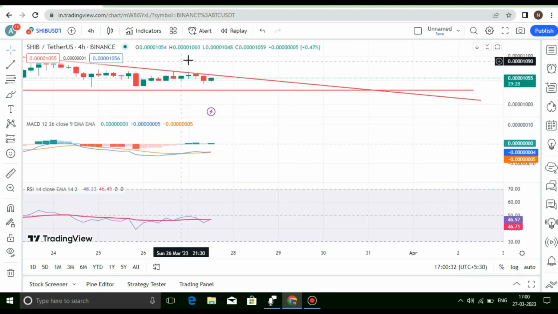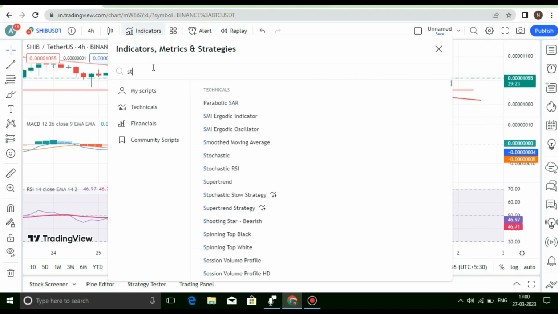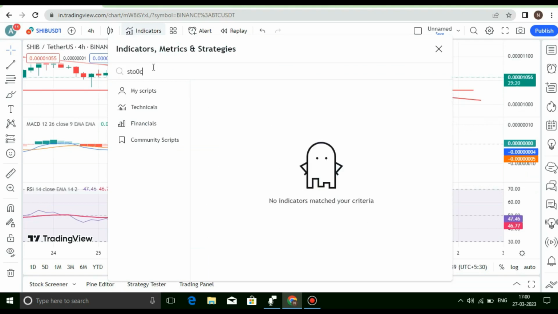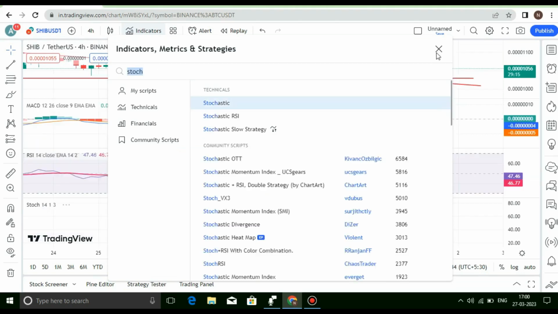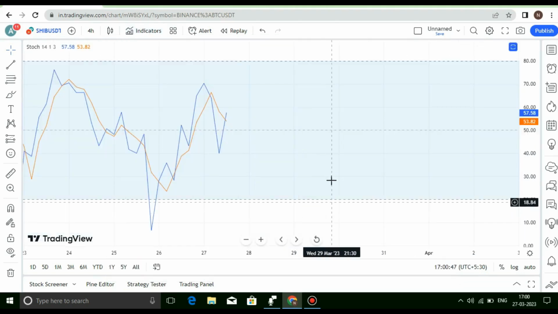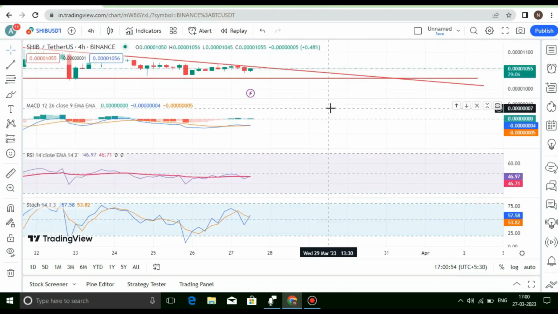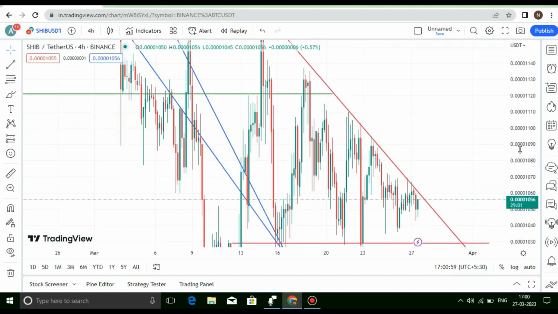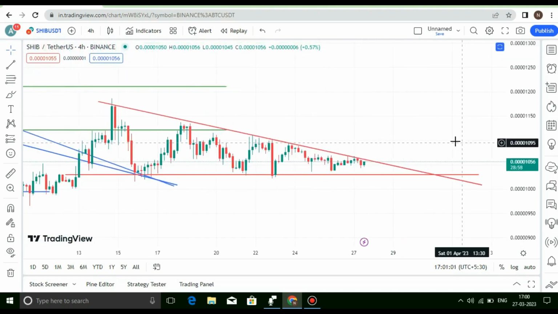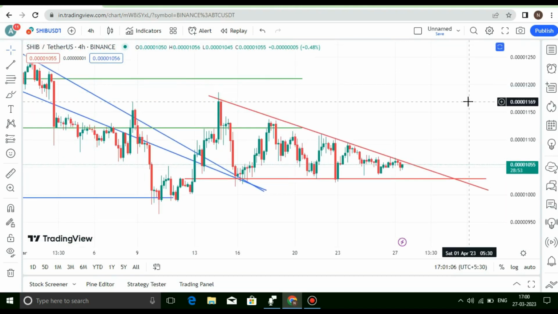Now check out the next indicator, which is the Stochastic Oscillator. Here we have it, Stochastic. In the Stochastic Oscillator also, the fast moving line, which is the blue line, has crossed the orange line. So Shiba Inu can go for a big breakout in the upward direction. This prediction is not very accurate, because none of the predictions are ever accurate. So this thing can happen.